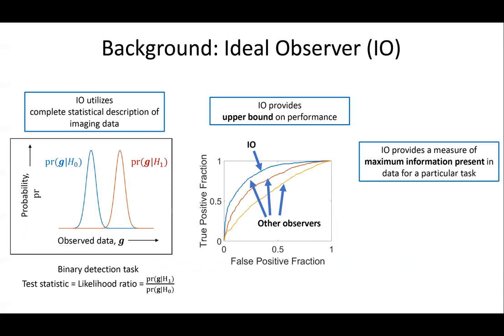In this study, we focus on ideal observer. Ideal observer utilizes the complete statistical description of imaging data and provides an upper bound on performance for all other observers. Thus, ideal observer provides a measure of maximum information present in data for a particular task.